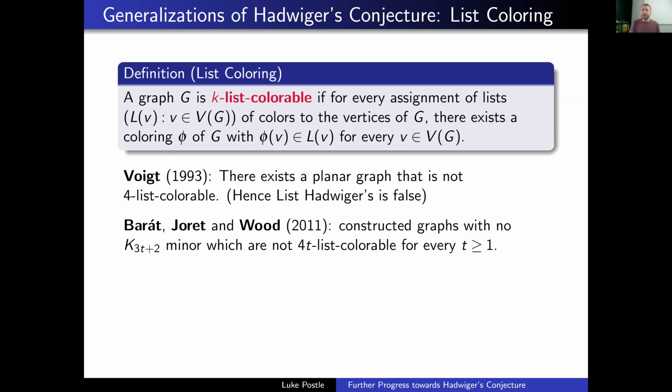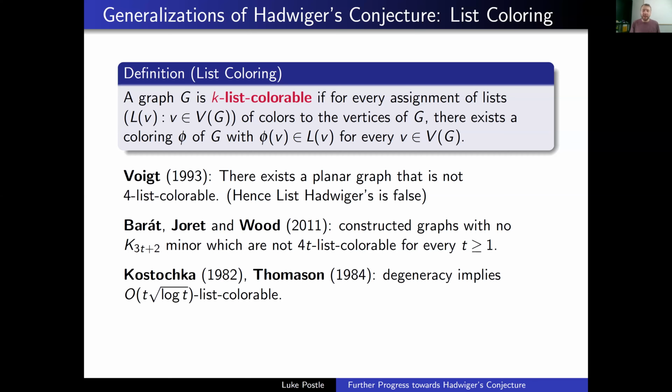Maybe you could hope, but actually Barát, Joret, and Wood in 2011 had extended that construction to show that there are graphs with no K_{3t+2} minor, which are not 4t list colorable. And so you can't really do better than 4/3 as a ratio, but it was conjectured that maybe you could do 3/2, or at least linear list Hadwiger's would still be open.